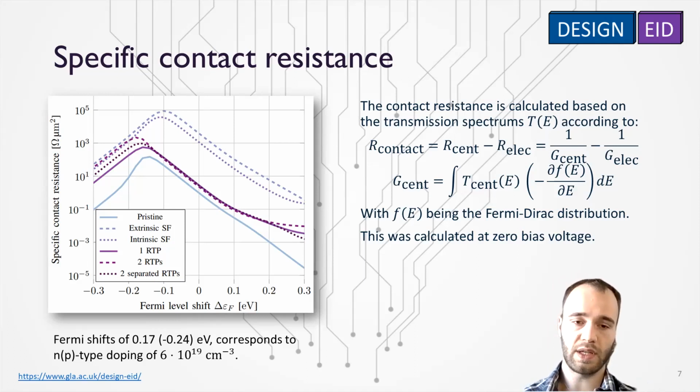Now, what we see in this graph is that for intermediate doping levels, all the RTP systems have a small increase in resistance compared to the pristine single-end system, by about 3 times higher resistance, whereas the stacking faults have several orders of magnitude higher resistance, with the extrinsic SF being about 4 times higher than the intrinsic SF.